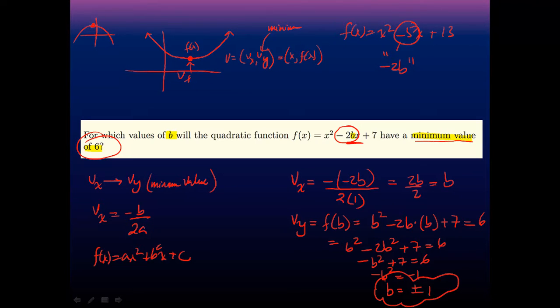So that's this first problem. I hope you got that. I hope you're not intimidated and haven't scared you. For which value of b will the quadratic function have a minimum value of 6? Well, how do we find the minimum value? First we find the x coordinate, and then from there we find the vy, which is the minimum value. So in this case, the opposite of b over 2a gives us the x coordinate. We substitute that in the original function, we get this, and we want that to be 6. We solve that, and for b, you get plus or minus 1. So whenever b is plus or minus 1, this function will have a minimum value of 6.